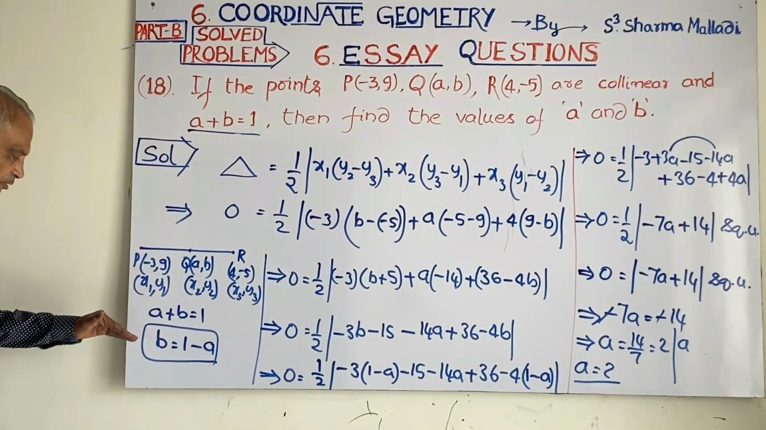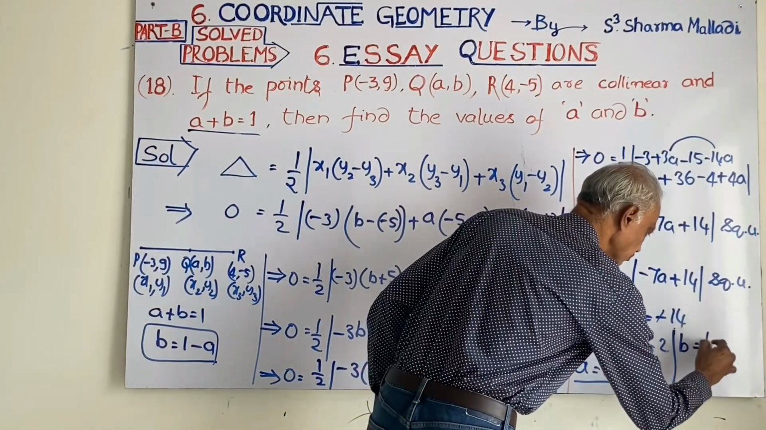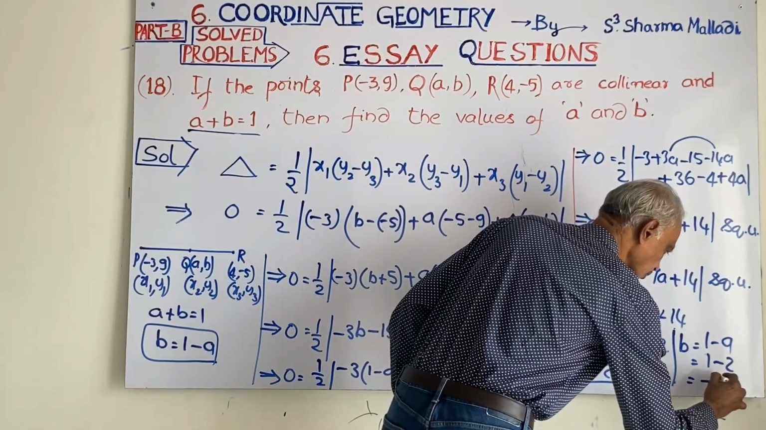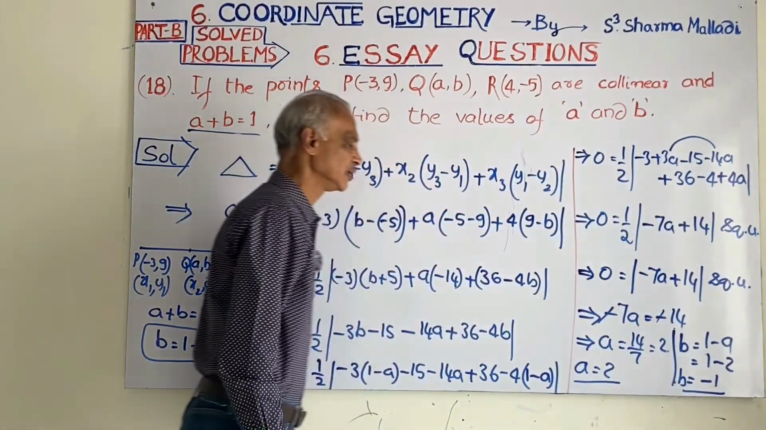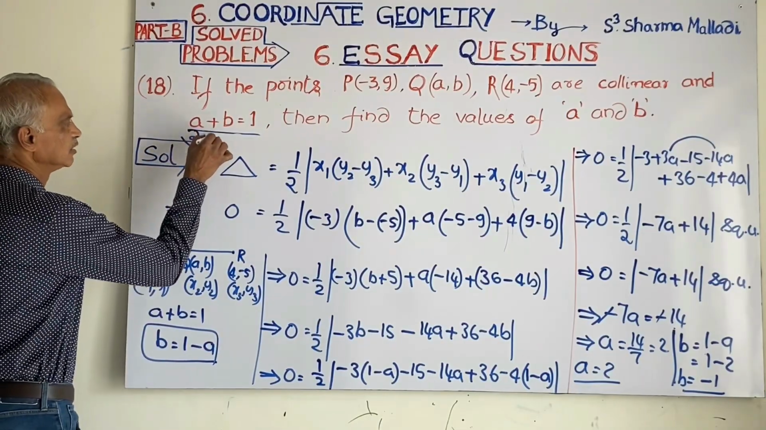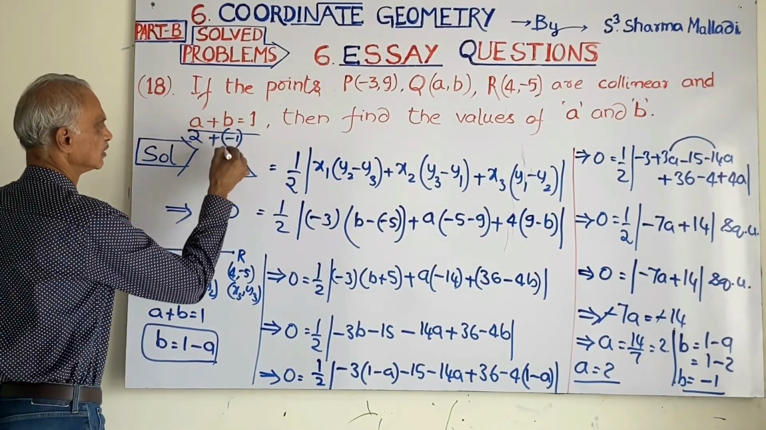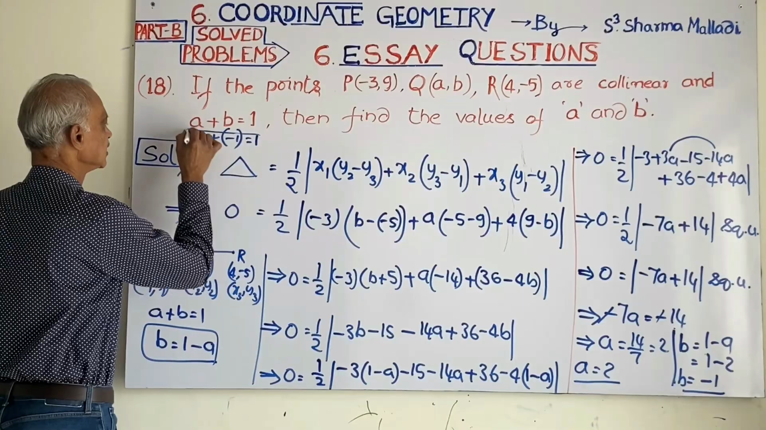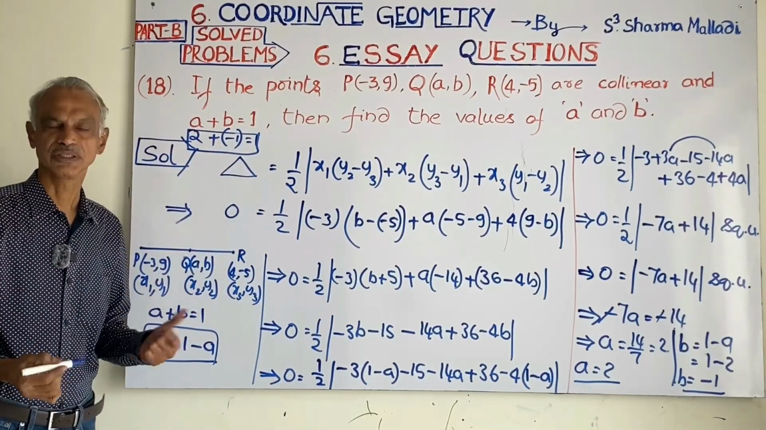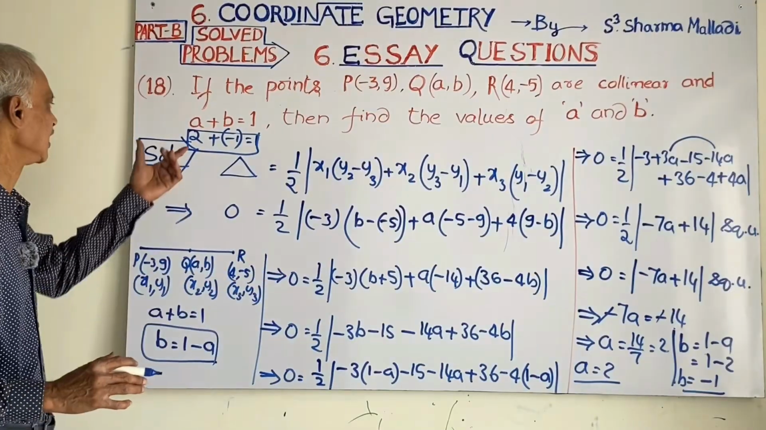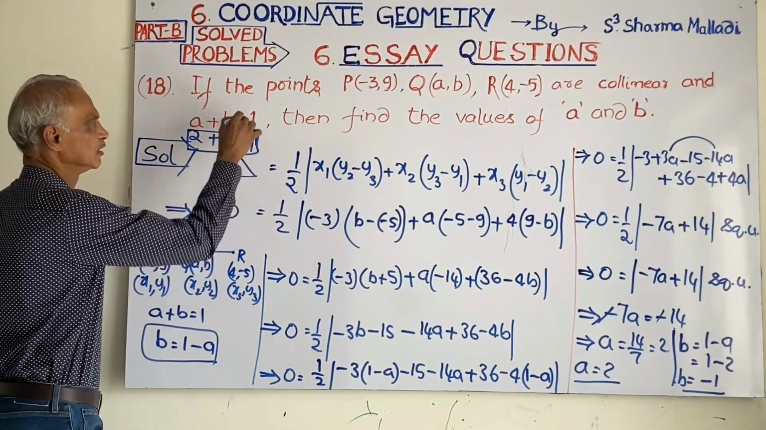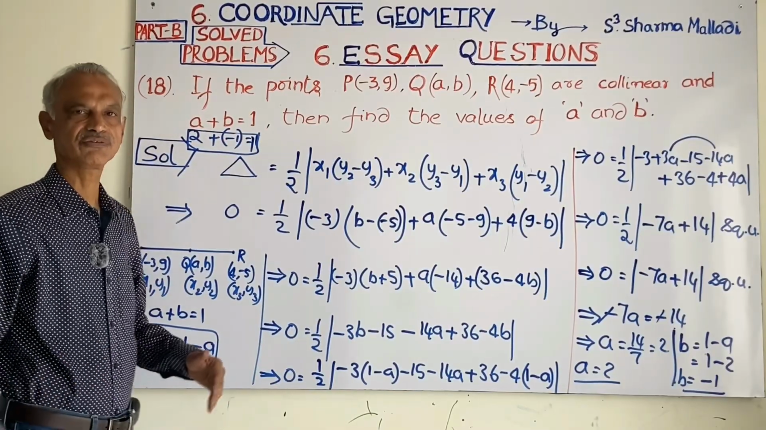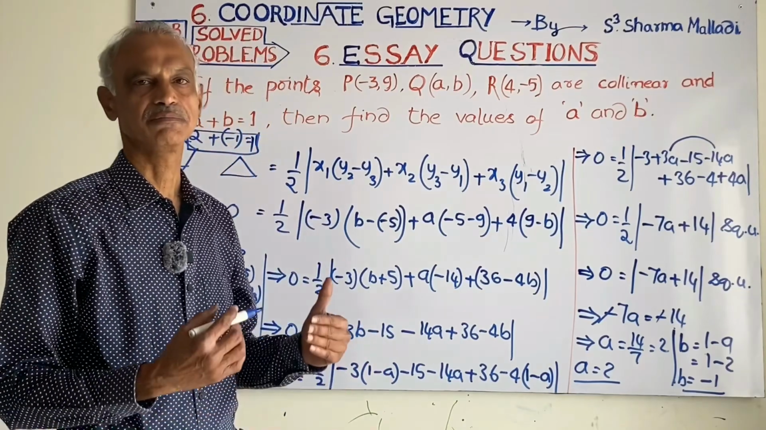Now you can find the value of b. b is equal to 1 minus a. 1 minus, what is the value of a? 2. As you got a is equal to 2 and b is equal to minus 1. Here you have proof. 2 minus 1 is equal to 1. If you add these two, you are getting 1 here. And this is LHS. If you take LHS, you got RHS. Now the value of a is 2 and the value of b is minus 1.